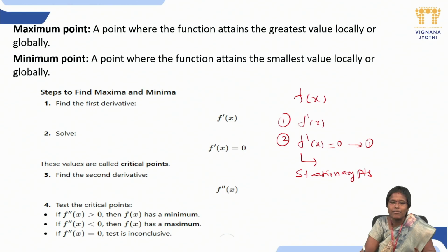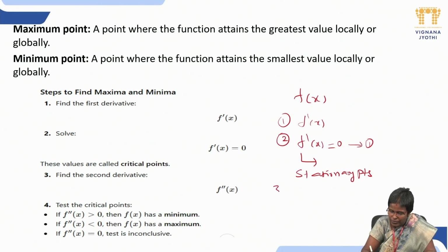Whenever the function is given, we find the derivative of that function, and we will get some quadratic equation, or any polynomial. If we simplify that, we get the points. Those points are known as the stationary points. Initially we take the function, then find the derivative, and consider that derivative as 0. If we solve it, we get the stationary points.